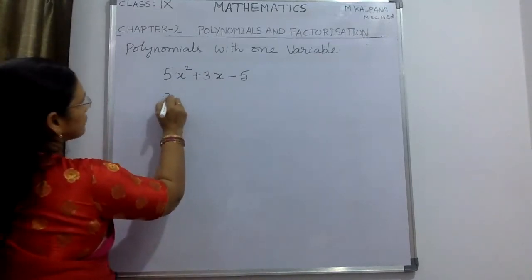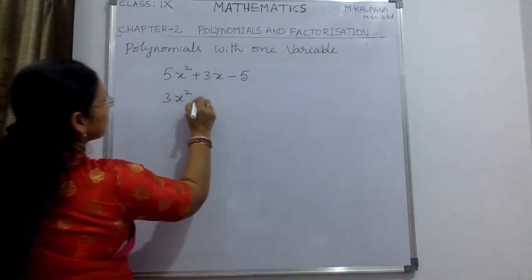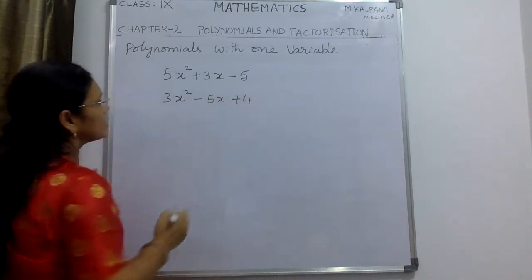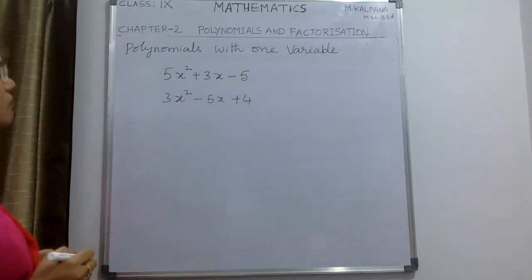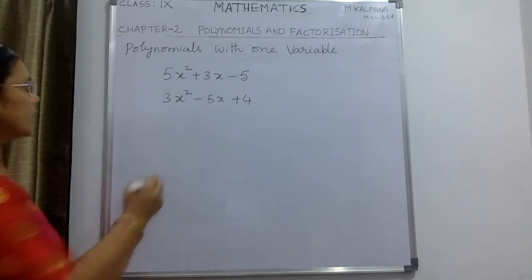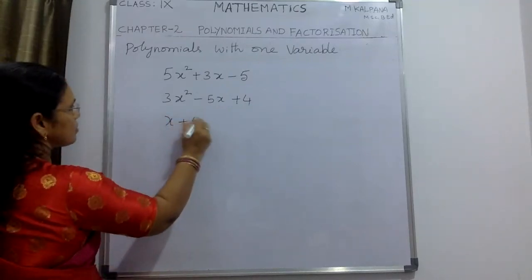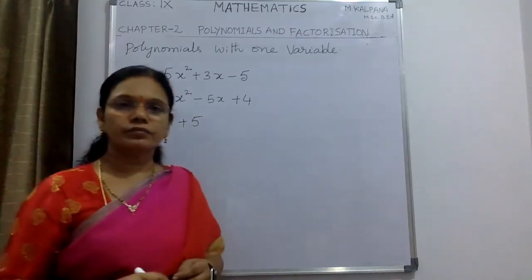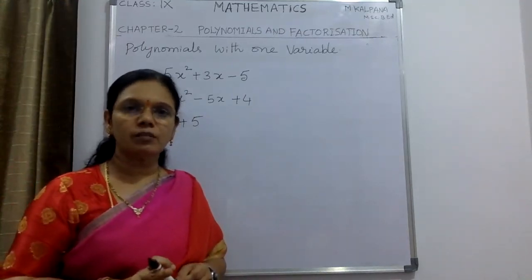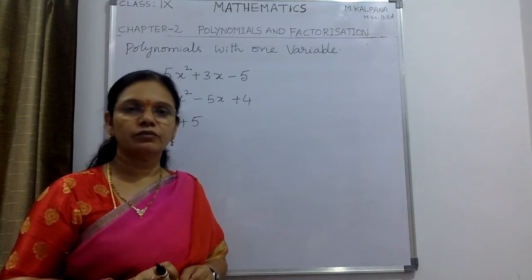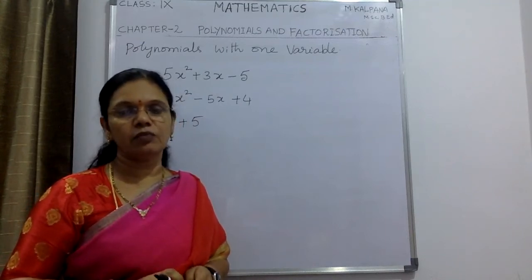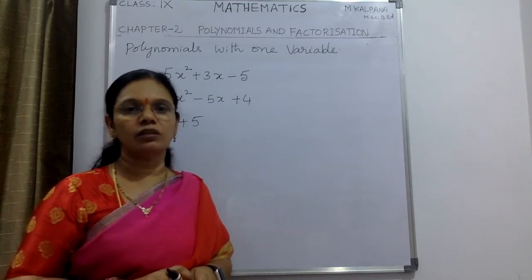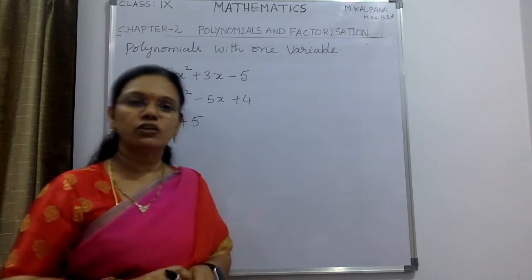And 3x square minus 5x plus 4. Here also this is a polynomial with one variable. x plus 5. This is also a polynomial with one variable. Students, try to write some more polynomials with variable y. Take variable as y and try to write polynomials with one variable, that is with y, in your notebook.